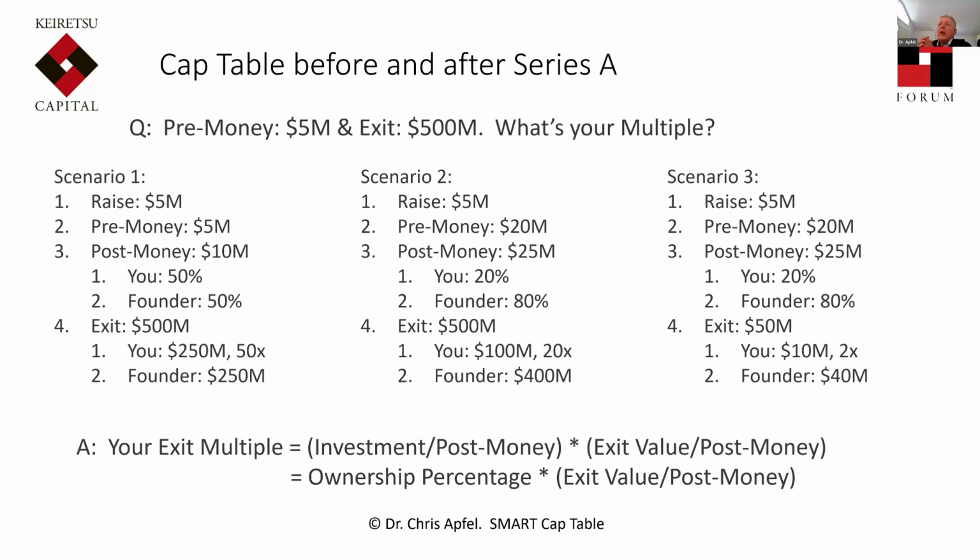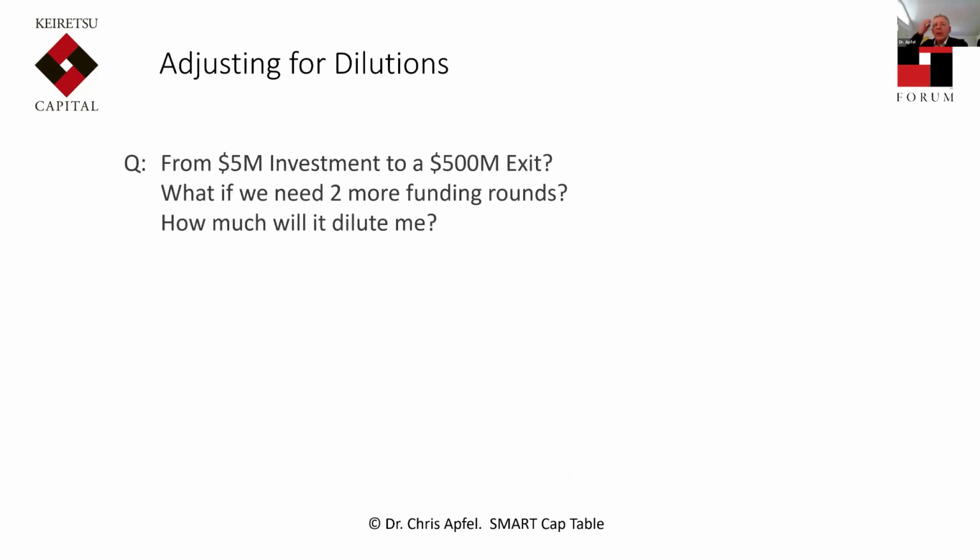And now there is a little complication. The complication is, in most cases, this will not be the last round. There will be subsequent funding rounds that may or may not be at higher valuations. And so the question is, how can we think about it? What if we need 2 more funding rounds? How much will I be diluted?